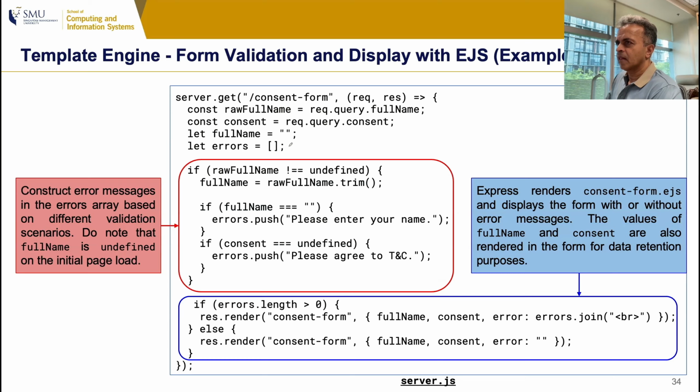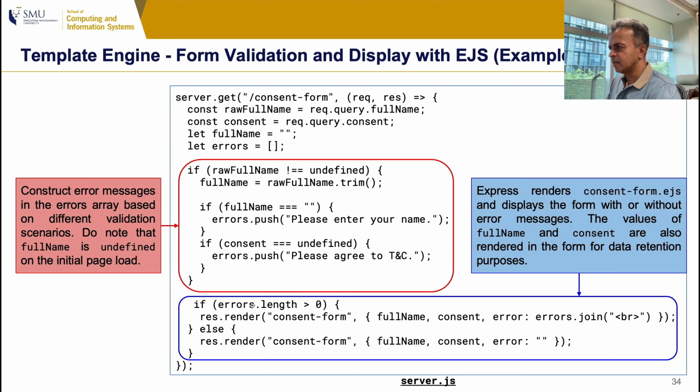So the first thing that we had was to create error messages. So error was initialized if the full name is empty, full name being the trimmed version of what the user typed in. Then I push that error message into the array. If consent is not defined, that means the user hasn't checked the TNC box, then I put that error message there. So potentially 0, 1 or 2 error messages really.